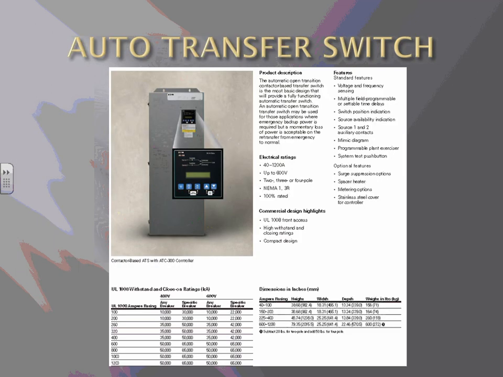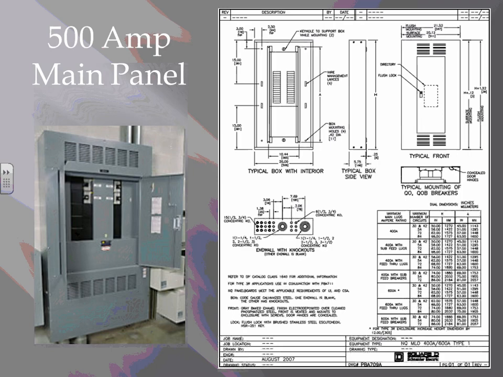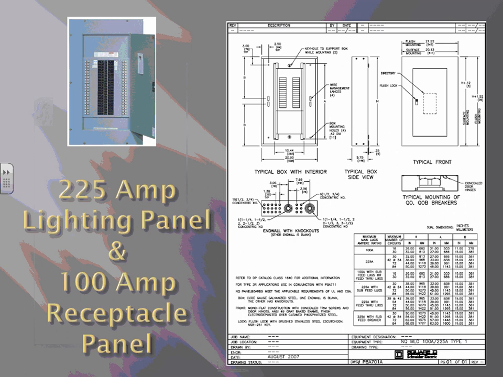And then these are cut sheets for the lab service production. Auto transfer switch, a CT cabinet, 500 amp main panel, and a 225 amp lighting panel, 100 amp receptacle. Any questions?